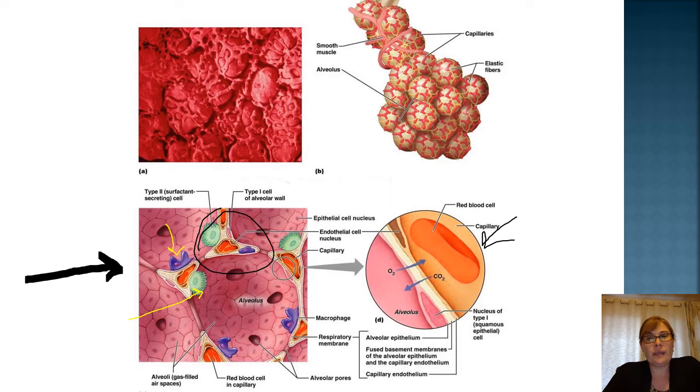What's happening here is that the left side is the alveolus, the inside of the alveoli. And over here is the bloodstream, the blood plasma. Carbon dioxide wants to diffuse out of the bloodstream into the lung, the alveoli. Carbon dioxide wants to go out of the bloodstream, and oxygen wants to go into the bloodstream.